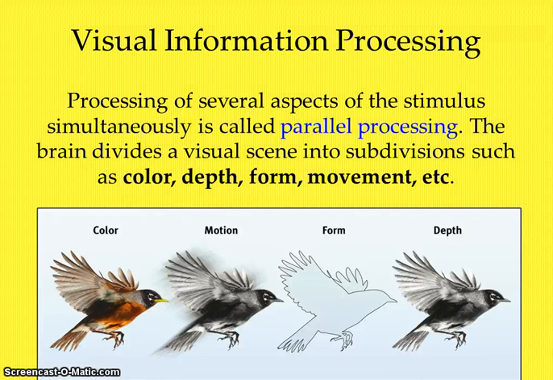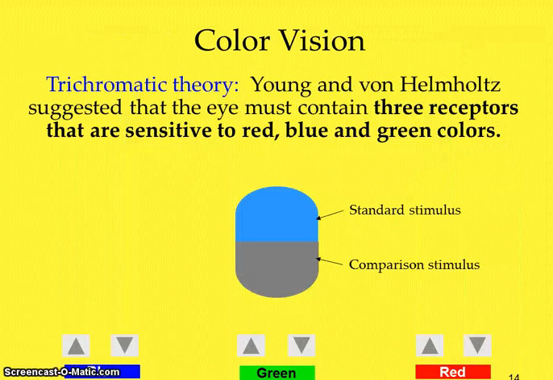So for example, with the parallel processing theory, if you see a familiar face, what's happening is the brain is integrating information that the retina sends to the visual cortex. It's comparing it to stored information in your memory, in your hippocampus, and it enables you to recognize someone as someone that you know. Now, as far as color vision goes, there are some different theories of color vision. The first is the trichromatic theory.